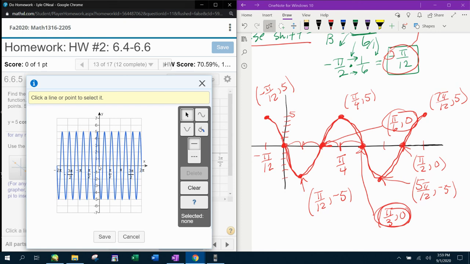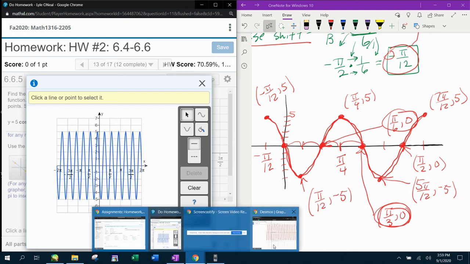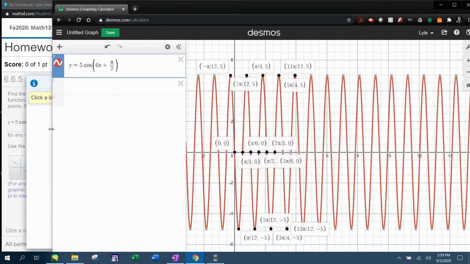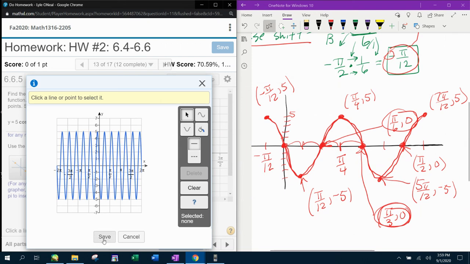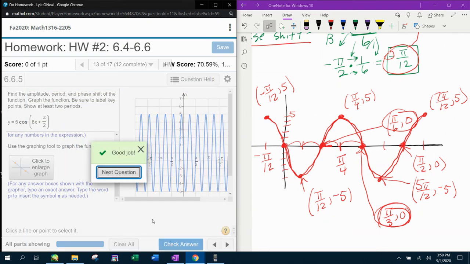And I want you to notice this graph here. If I check it against Desmos, look at that. They're exactly the same graph. So that verifies that this is correct. Man, what a long problem, but I hope all of that was helpful.